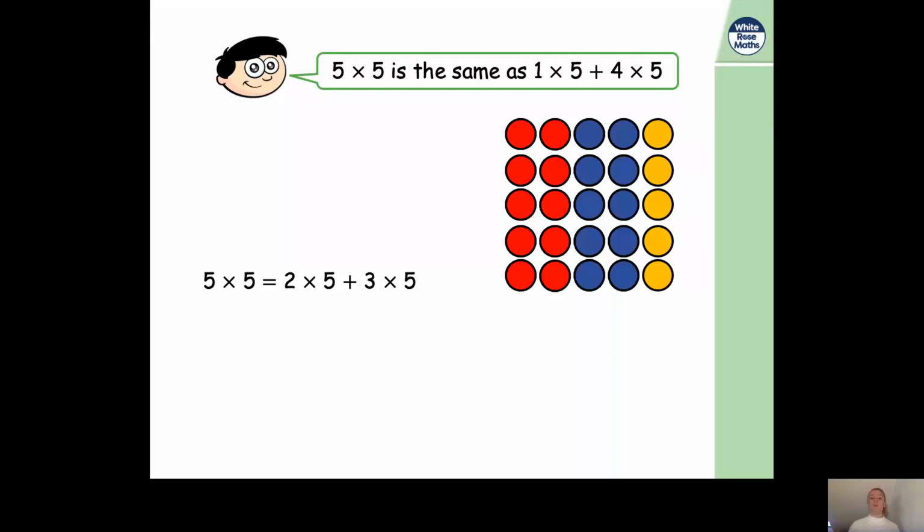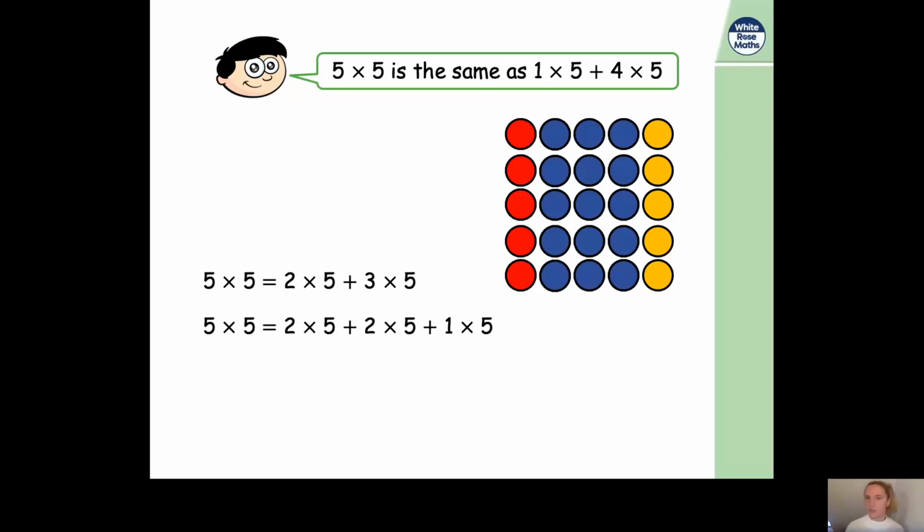Let's have a look at the next one. We've added some blue counters here. So how many red columns do we have? Yes, that's right. We have 2 red columns. So 2 multiplied by 5 plus how many blue columns? Yes, 2 again. So 2 multiplied by 5 again, plus the other column, the yellow column. So 1 multiplied by 5. Okay, so we've got 2 multiplied by 5 for the reds, plus 2 multiplied by 5 for the blues, plus 1 multiplied by 5 for the yellows. Okay, so there's our number sentence with our equal sign. Now, I'd like you to pause the video and have a think about this one, okay? What could you write?